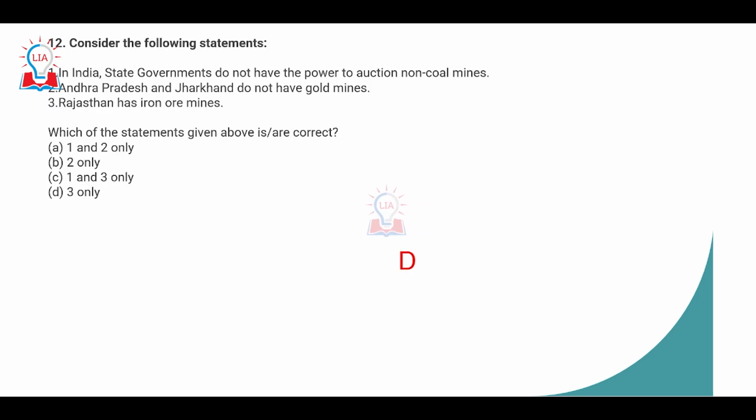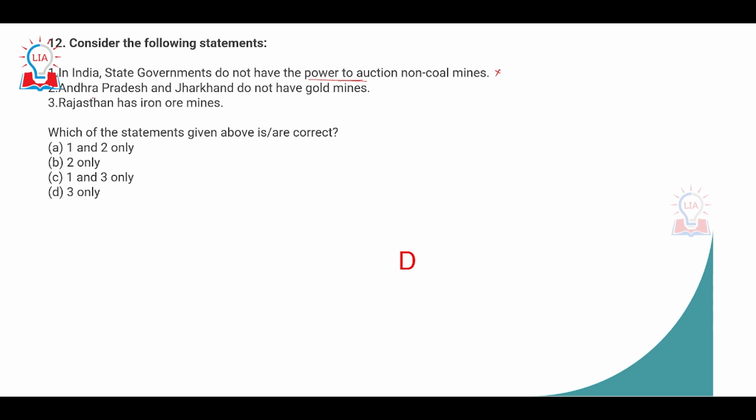The 12th question is related to economic geography, where the question has been asked about minerals. In India, state governments do not have the power to auction non-coal mines. This is an incorrect statement. If you remember, when we were discussing the questions of 2019, we discussed major minerals and minor minerals. And we talked about how, as far as minor minerals are concerned, state governments have the power to auction them. Any mineral that is non-coal in nature but is a minor mineral can be auctioned by the state government.